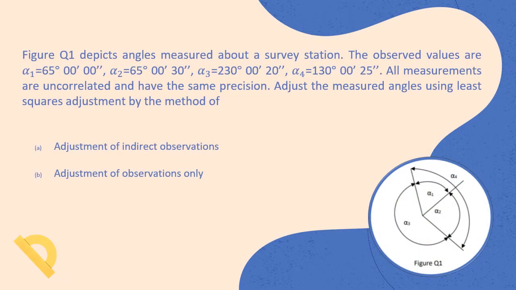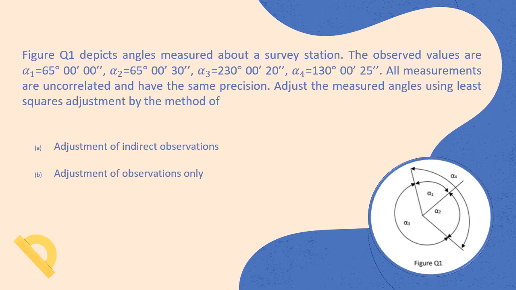Consider this example. Figure Q1 to the bottom right depicts angles measured about a survey station. The observed values are alpha 1, 65 degrees, 0 minutes, 0 seconds, alpha 2, 65 degrees, 0 minutes, 30 seconds, alpha 3, 230 degrees, 0 minutes, 20 seconds, alpha 4, 130 degrees, 0 minutes, 25 seconds. All measurements are uncorrelated and have the same precision.